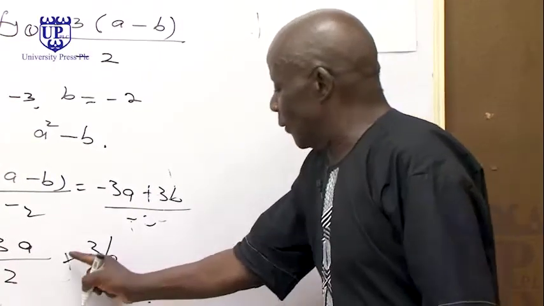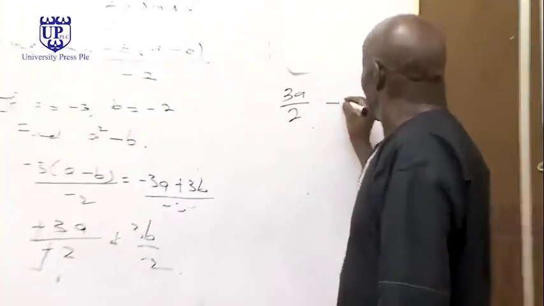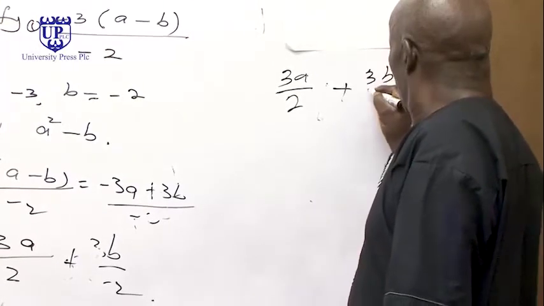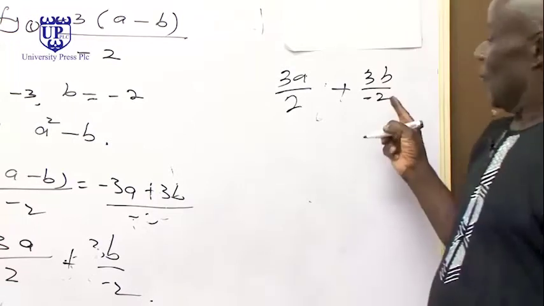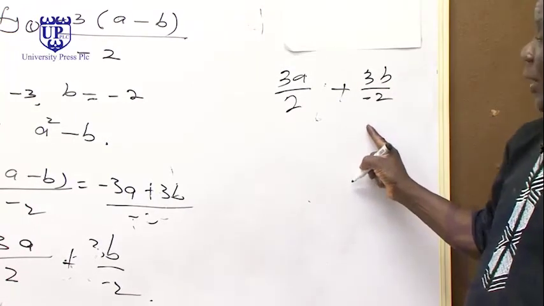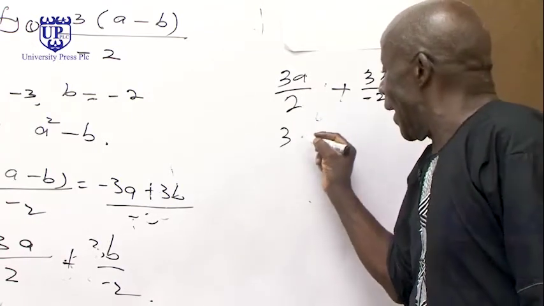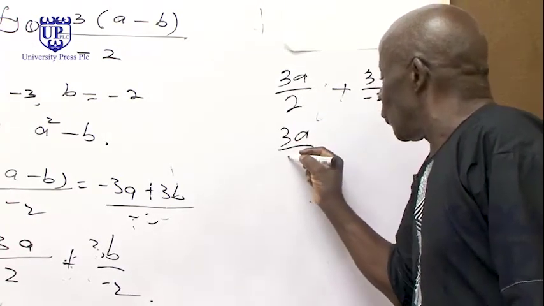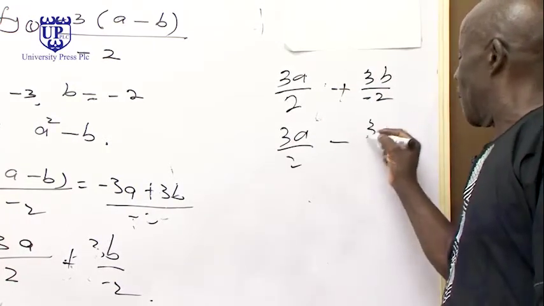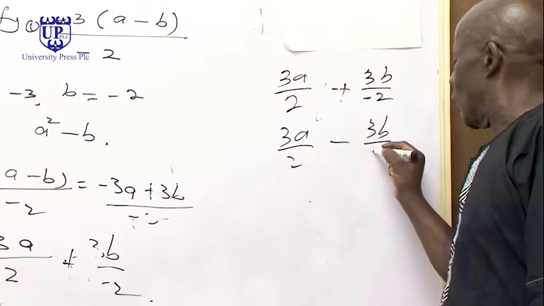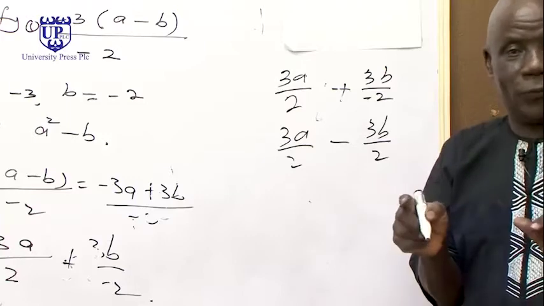This one is plus, sorry. This one is plus 3B all over minus. You know, it's a Becker exam. They think you pass through years 1, years 2. You cannot leave it like this. So this one is 3A over 2 plus and minus. This one will be minus 3B all over 2. And then you leave it like that for your level.